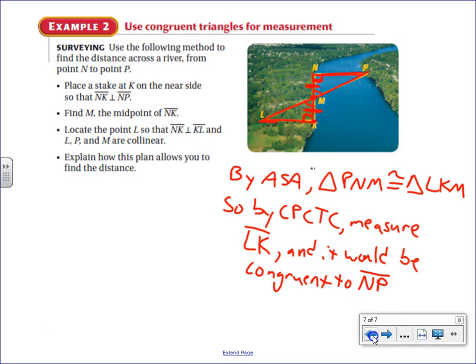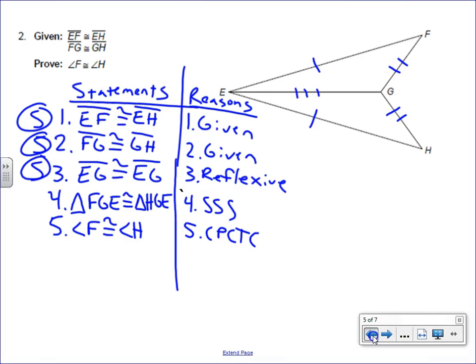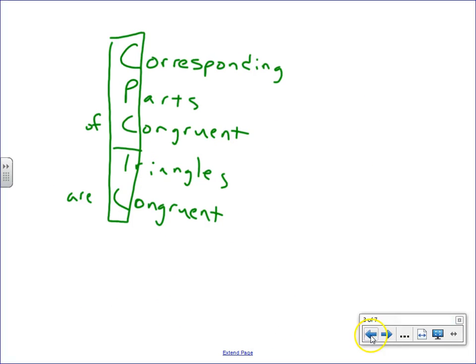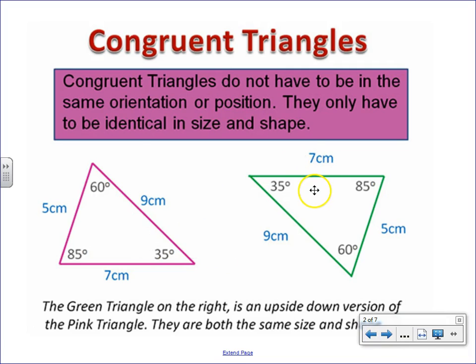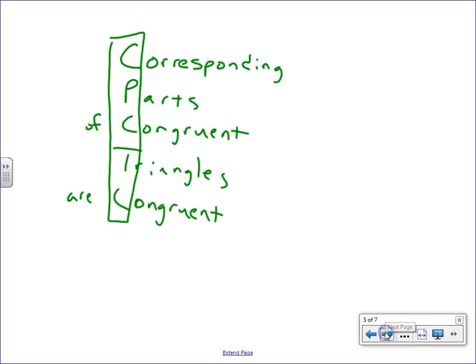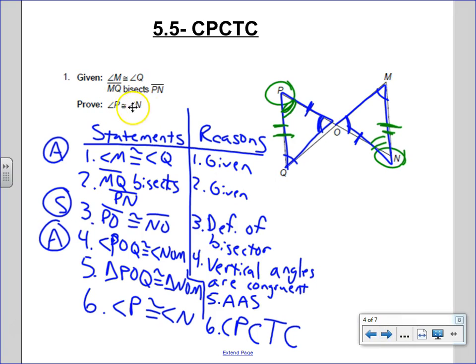So today we learned the final bit of our alphabet soup, CPCTC, and found out that when we have congruent triangles, all the corresponding parts are congruent, and that can help us to prove different angles or segments of triangles if we can first prove the triangles are congruent. You'll get some practice on different proofs like that in your assignment.